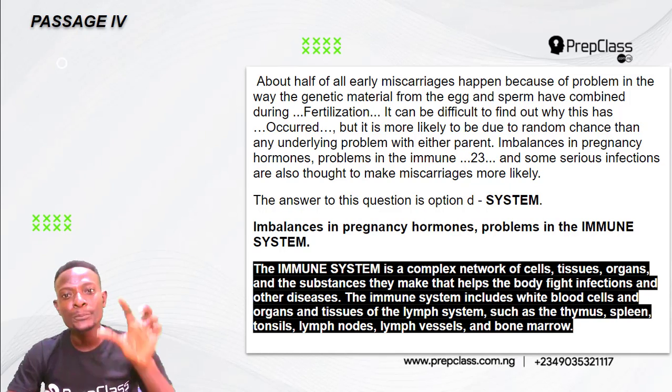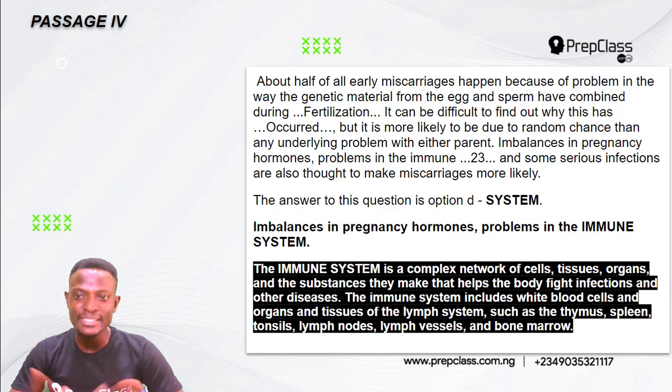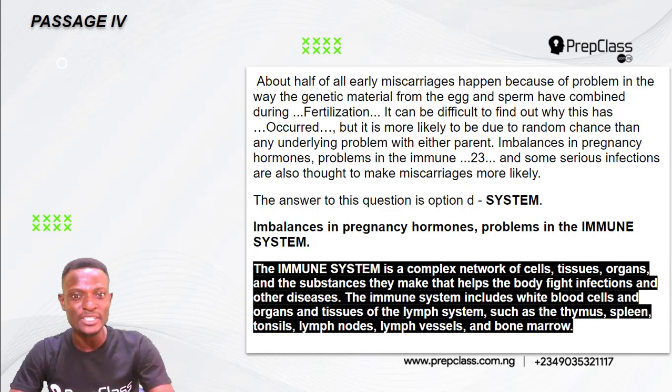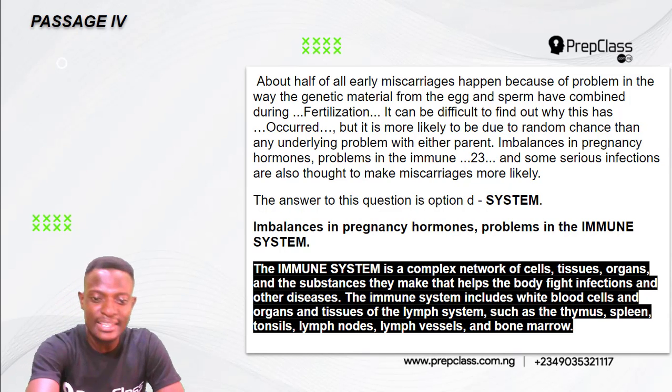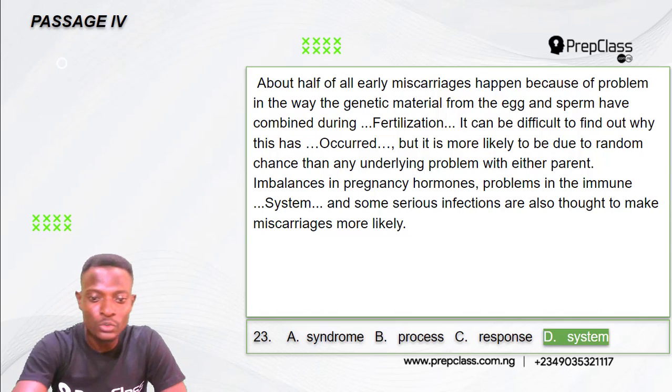So sometimes problems in the immune system can lead to miscarriage. Imbalances in pregnancy hormones, problems in the immune system, and some serious infections are also thought to make miscarriages more likely. So the answer to this question is option D, immune system. Moving on, question 24.